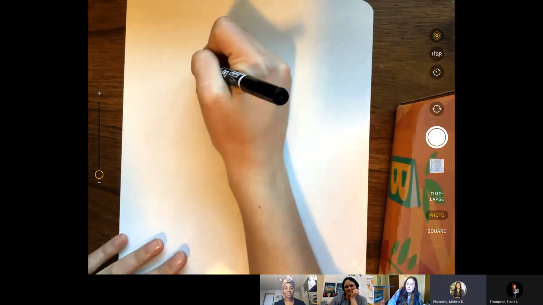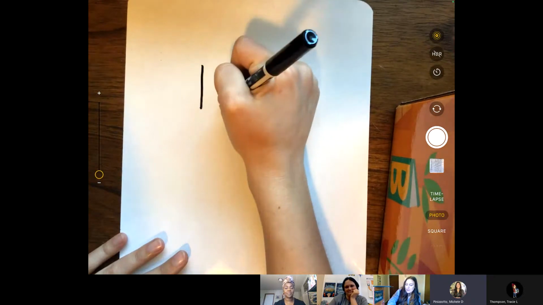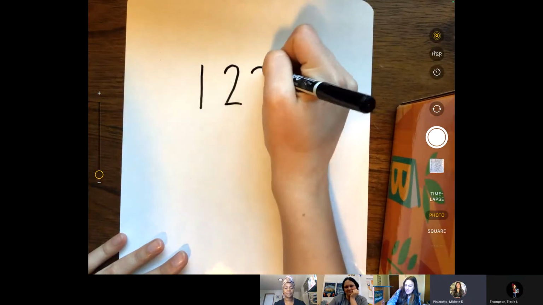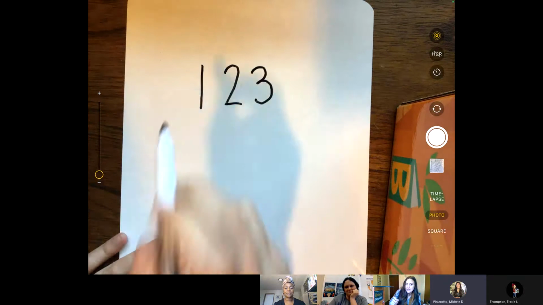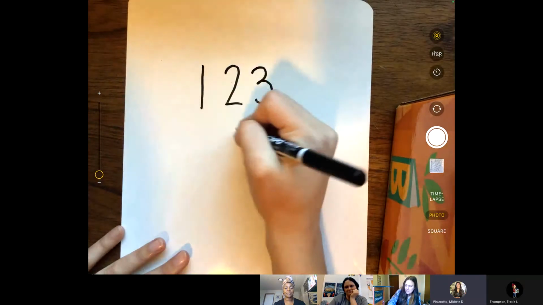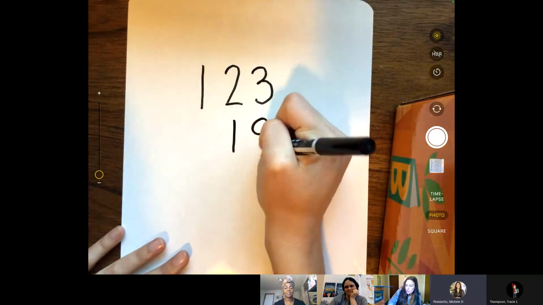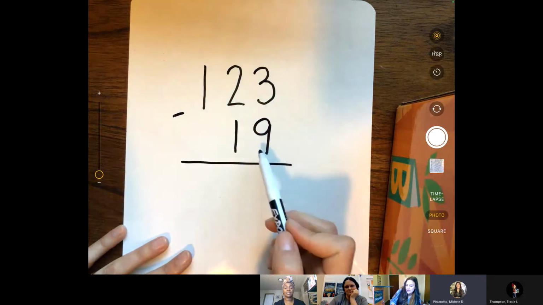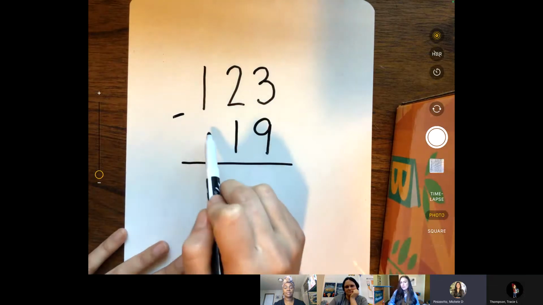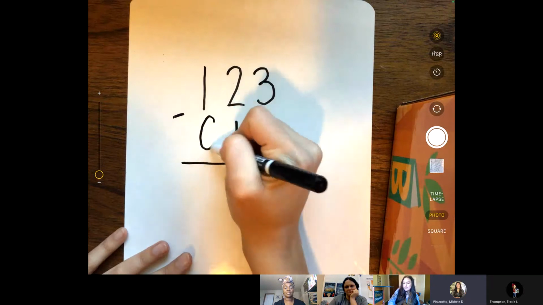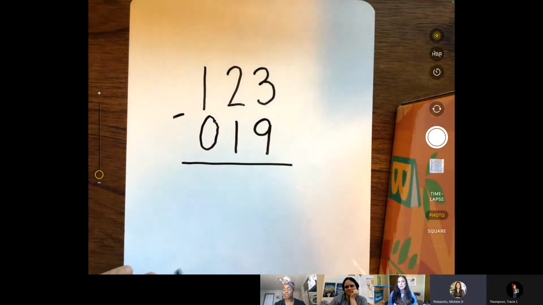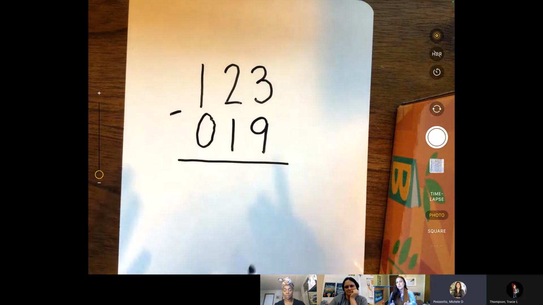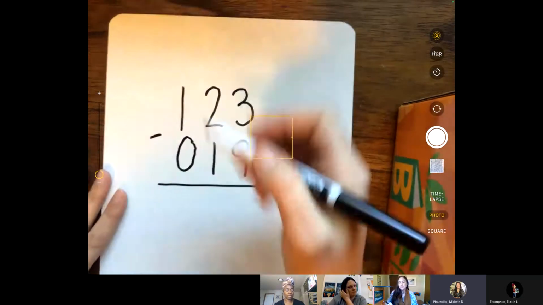All right, so the very important first step is to line up the numbers, tens, or in this case, hundreds over the hundreds, tens over the tens, and ones over the ones. For this example, we're doing a 3-digit number minus a 2-digit number. So we don't have any hundreds here, but we could put a 0 to hold its place since we have 0 hundreds.